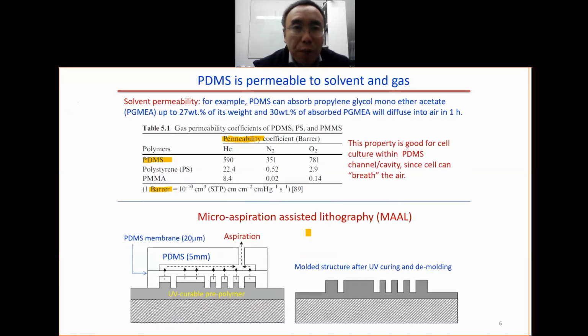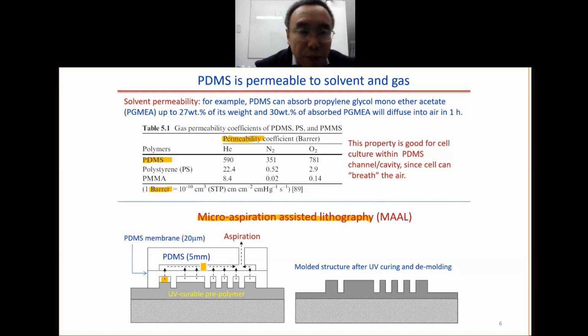Because the PDMS has this property of high permeability, Professor Chen from France developed a process called microaspiration assisted lithography. We know that when we do UV lithography, one potential problem is that if we have a cavity here, there may be air trapped here. If we have air trapped here, the liquid will be difficult to fully fill in the cavity.